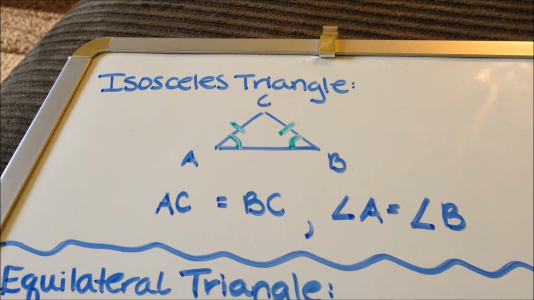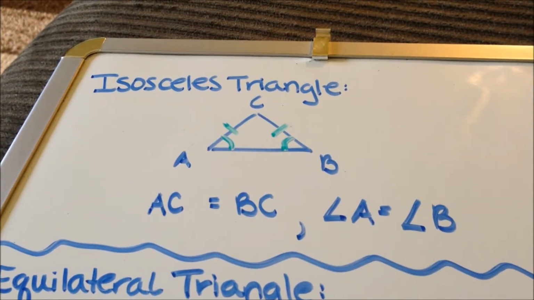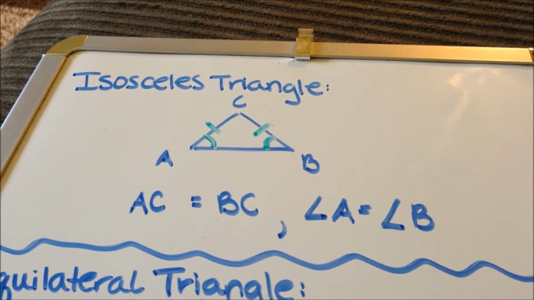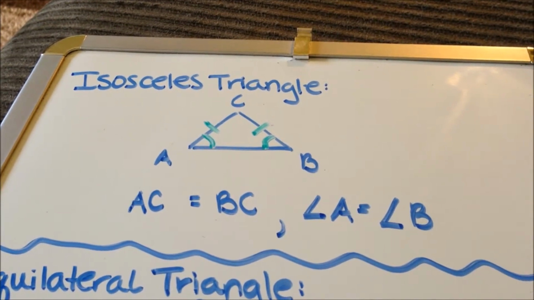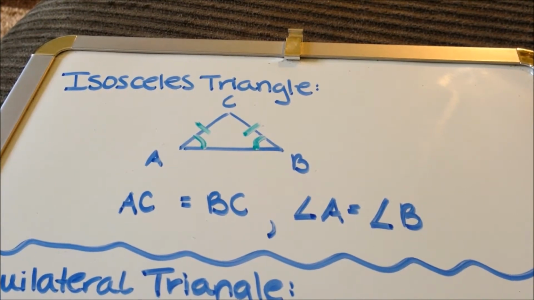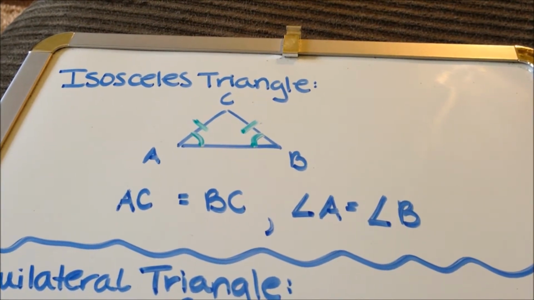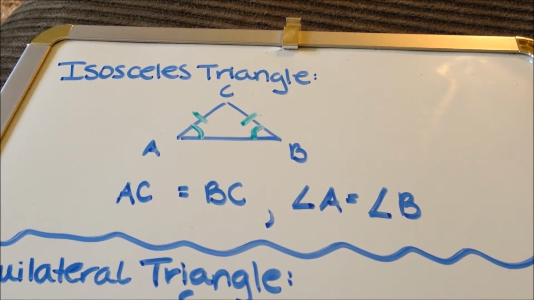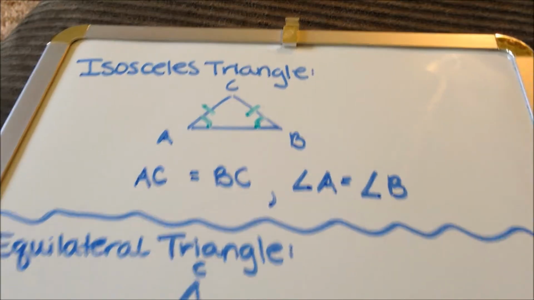An isosceles triangle is a triangle in which two sides are equal to each other. Therefore, the angles opposite those sides are also equal. For example, in triangle ABC, you'll notice that segment AC is equal to segment BC. Therefore, angle A is equal to angle B.